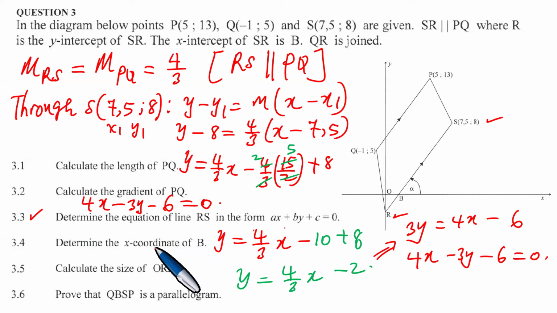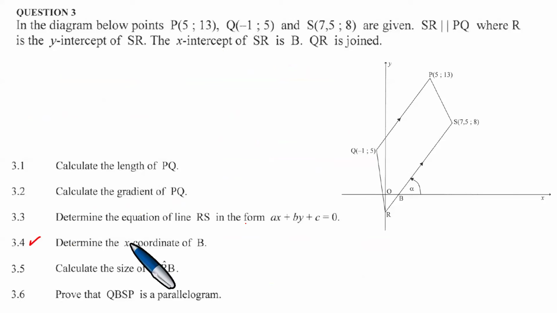We continue now to look at the next question, because this was 3.3 and we focus on 3.4 to see how to determine the x-coordinate of B. To answer 3.4, we need to remember the equation of the line RS from the previous question.